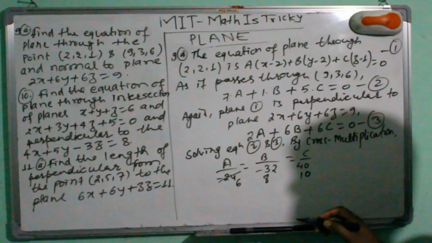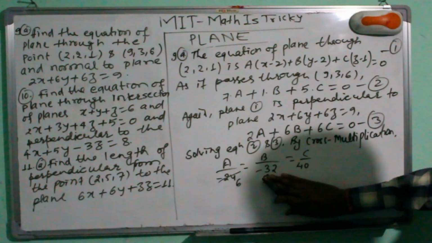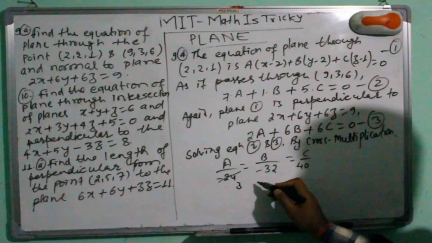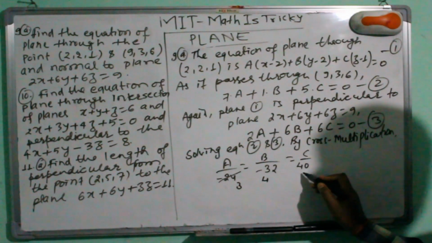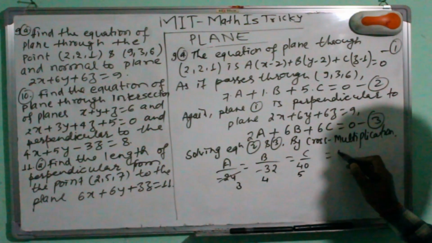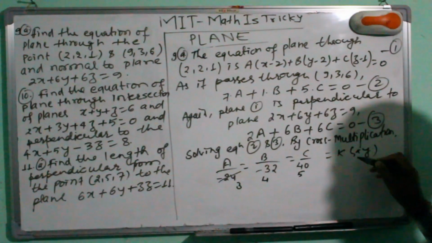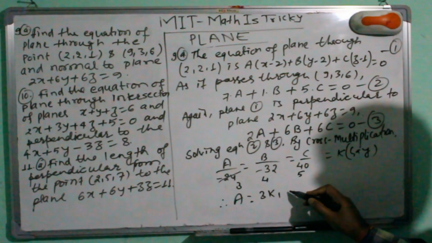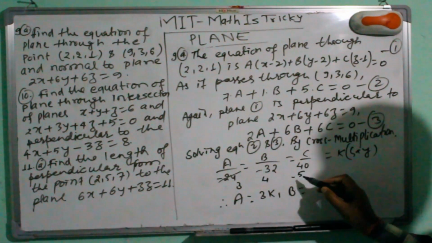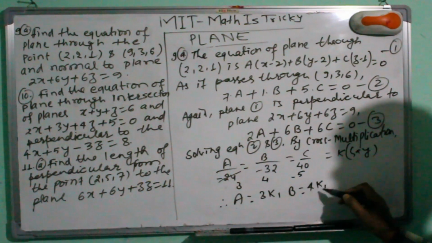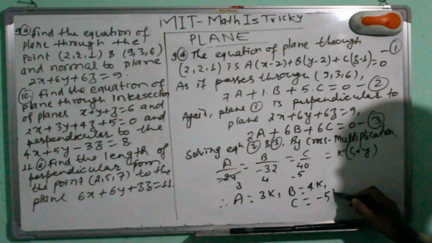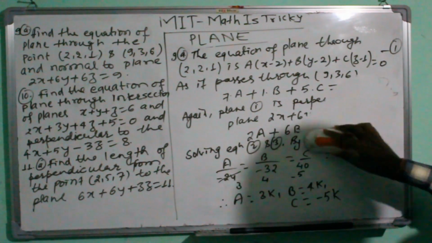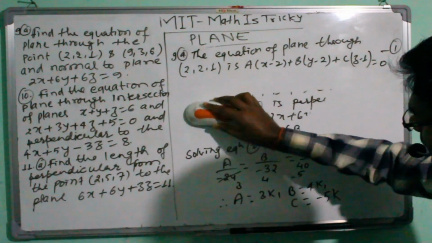Again we can cut by 3, so by cutting by 8, let's cut this by 8 directly. So minus 8 means here 3, 4 and here 5. That means say here k, then we'll get a equals 3k, b equals minus 4k and c equals minus 5k. Now from equation 1 we get the required answer. Just put the value of a, b, c in equation 1, then we'll have the answer.